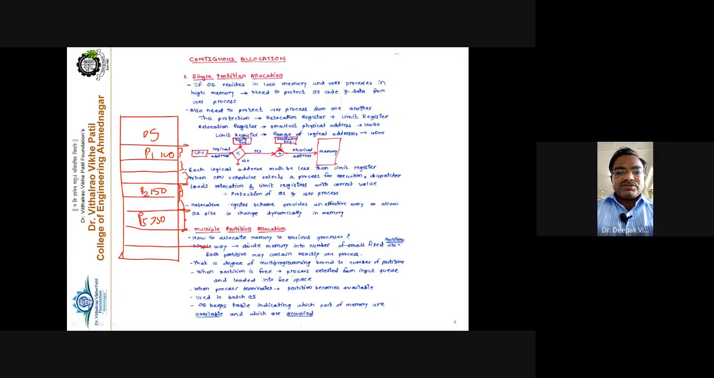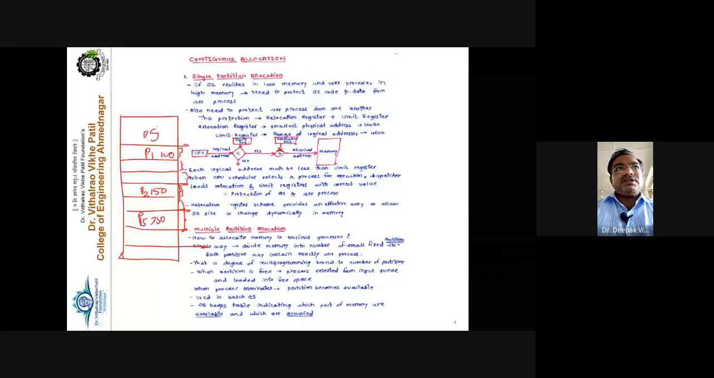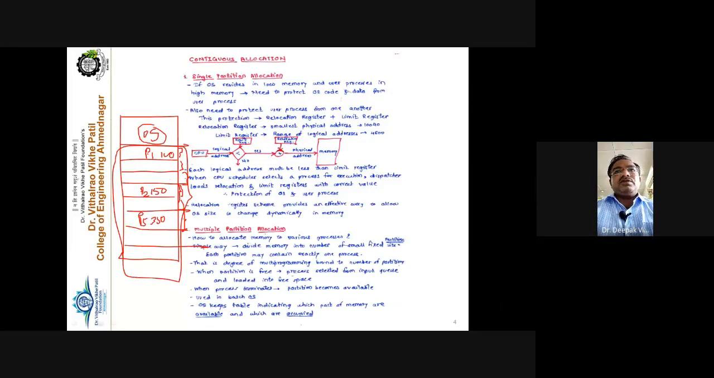So the general scenario of multiple partition allocation is that the initial part is assigned to the operating system, and the rest, the user part, is divided into multiple partitions as per the requirement of the processes. Each partition may contain exactly one process. That is, the degree of multiprogramming is bound to the number of partitions. If there are 10 processes in the system, there are 10 different partitions that accommodate 10 different processes.